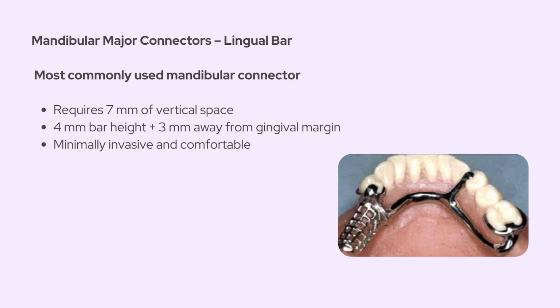All right, let's move on to the mandibular major connectors. Here the most commonly used design is the lingual bar. It's basically a simple bar of metal that runs along the lingual surface of the mandible. For this to work, though, there has to be at least 7 millimeters of vertical space between the gingival margin and the floor of the mouth. That allows for 4 millimeters of bar height and 3 millimeters of clearance. It's minimally invasive, super comfortable, and that's why it's preferred whenever you've got the space for it.